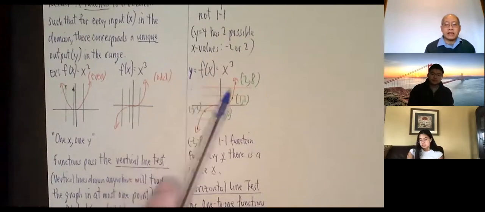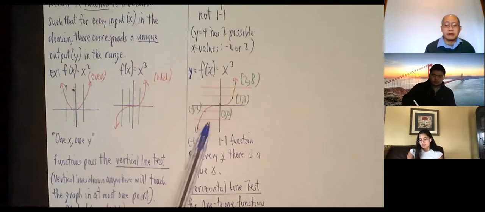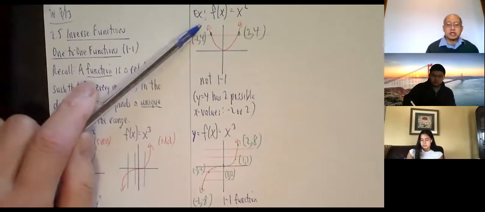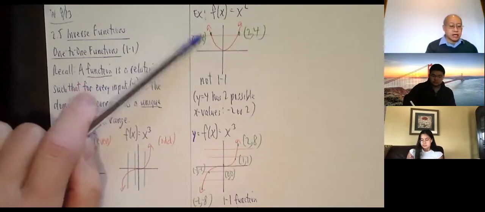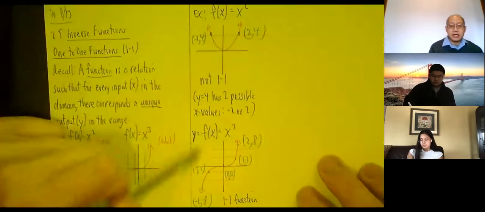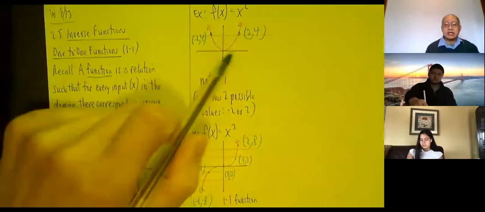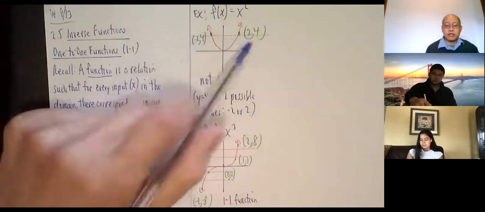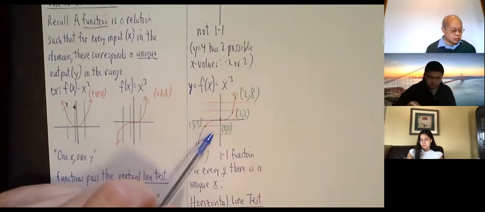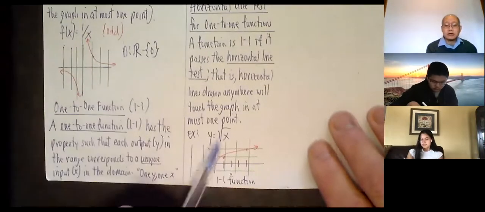However, for y equals x cubed, you can see I drew some horizontal lines, and it's only going to touch at 1 point at the most. So this is a one-to-one function. Now, both of these are functions, period. It still passes the what test? Vertical line test. So they're both functions. This is not a one-to-one function. It's a special function because it touches 2 points. This one is a one-to-one function. Let's call it a one-to-one function.